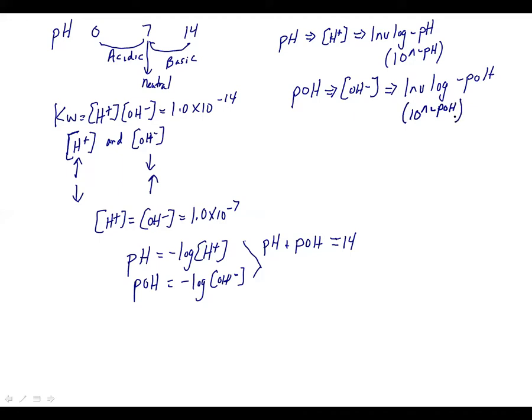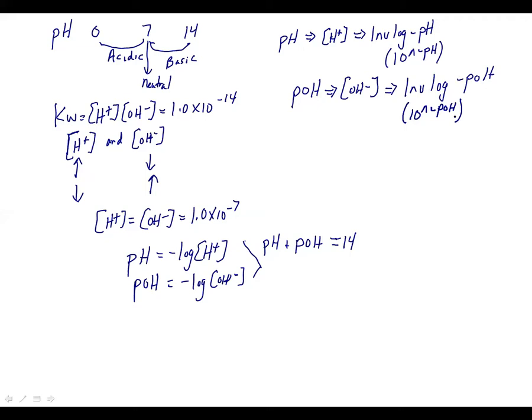So these were several of the formulas that we talked about in this chapter and how to calculate different things. You can also still use KW to calculate things like H plus and OH minus, but if you have the pH or POH, it also gives you some options as to how to calculate it.